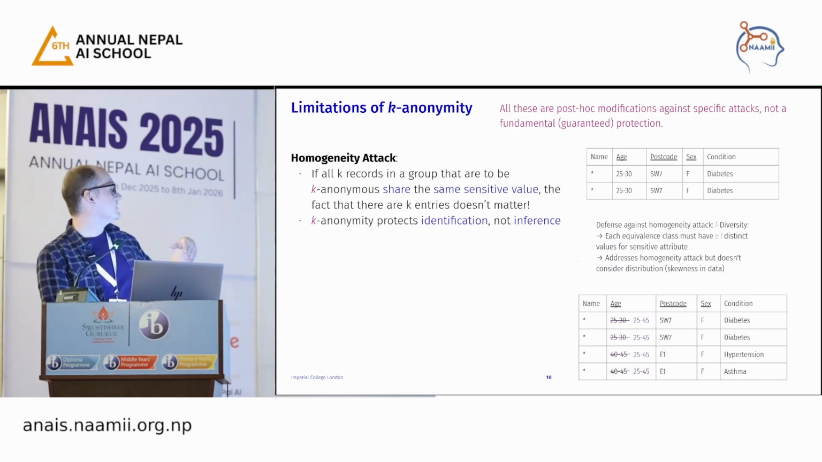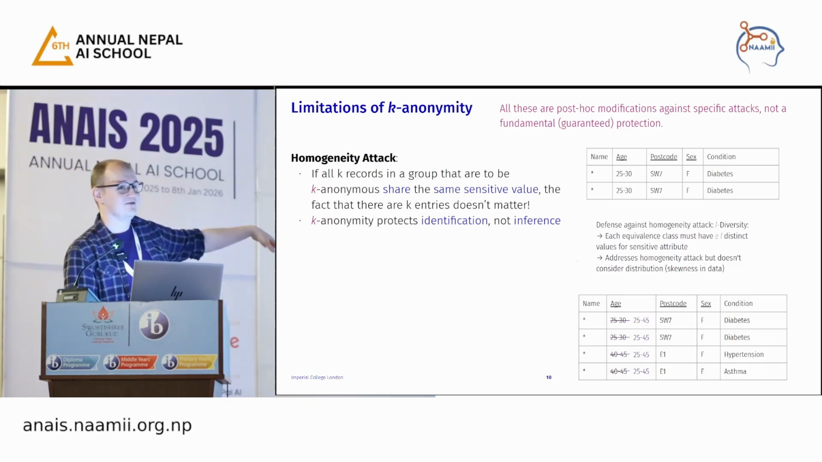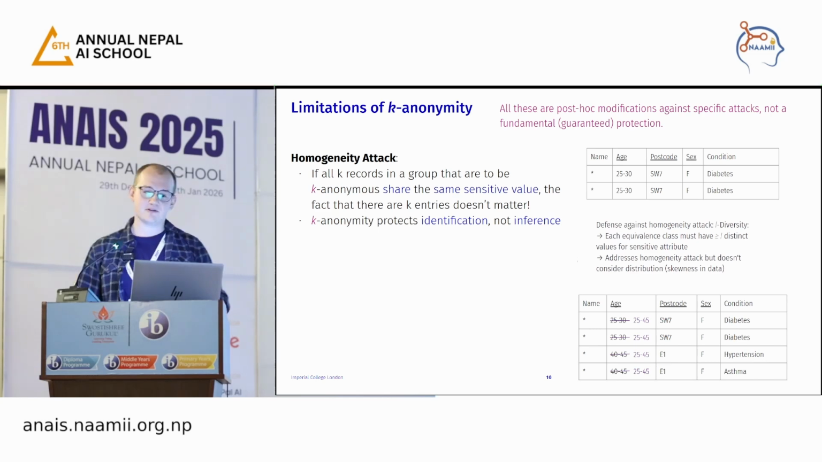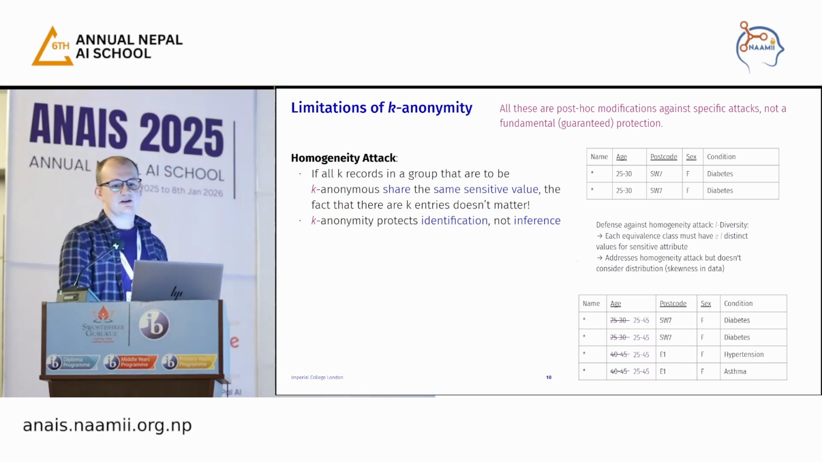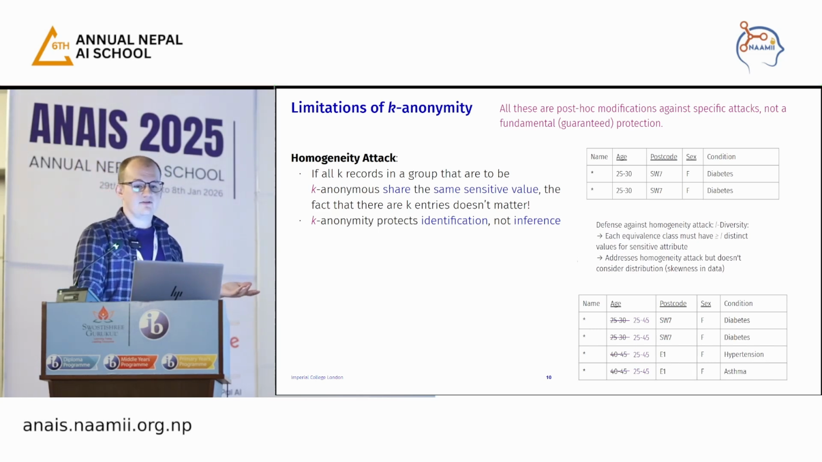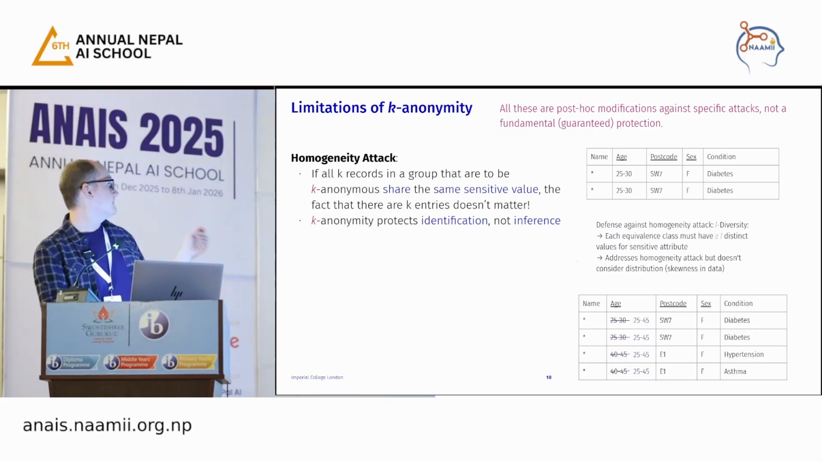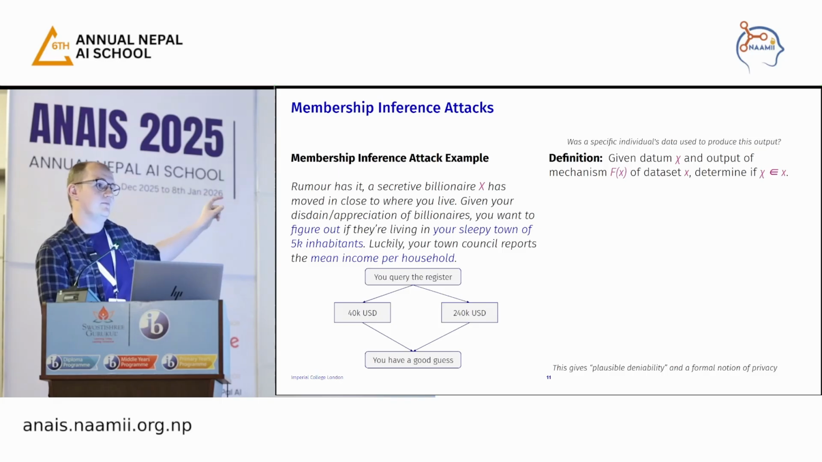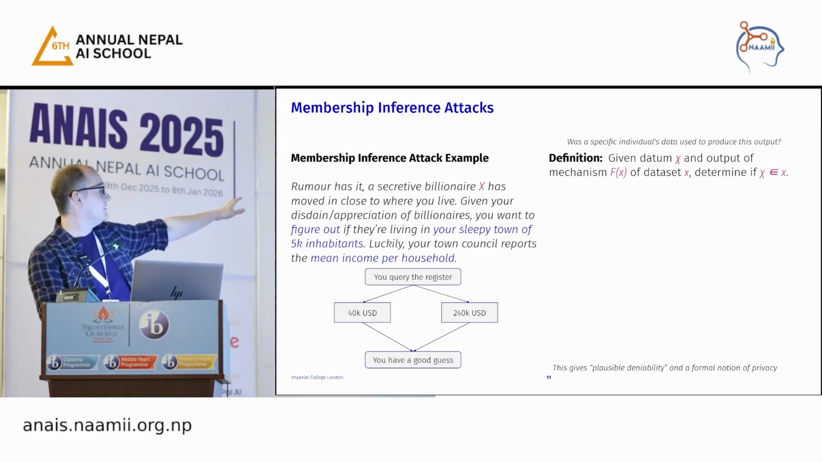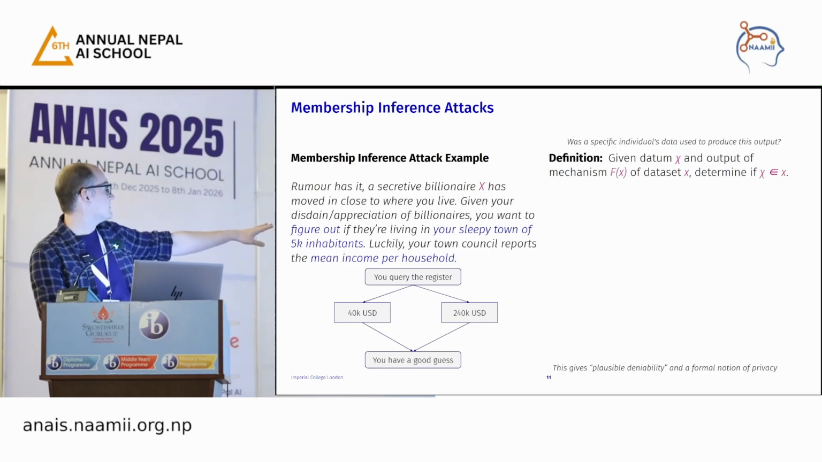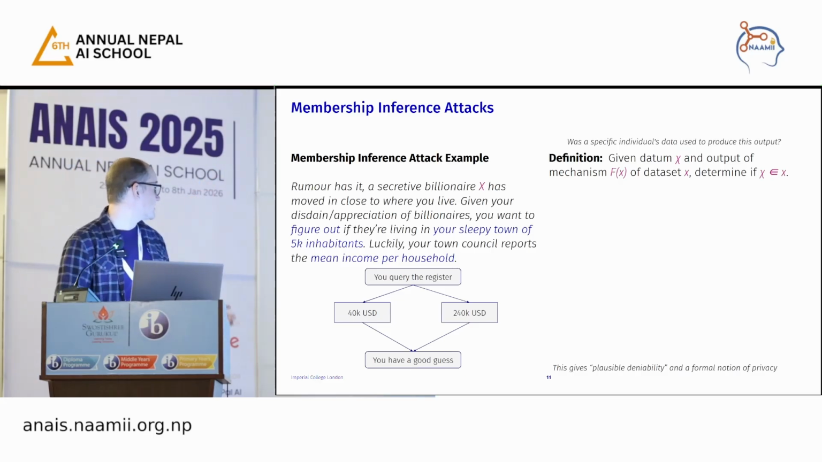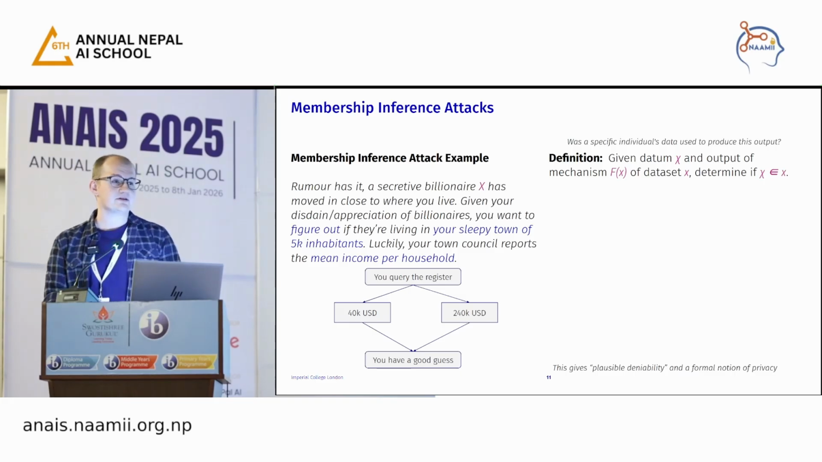The point here is that we can go ahead and try to fix that as well, but then there's another attack that we haven't thought of. These are all post hoc modifications against specific attacks and not a fundamental and guaranteed protection. A more generic attack, one that does not stop in front of any of these data modifications, is the so-called membership inference attack. And I will give you a somewhat silly example, but a very visible one.